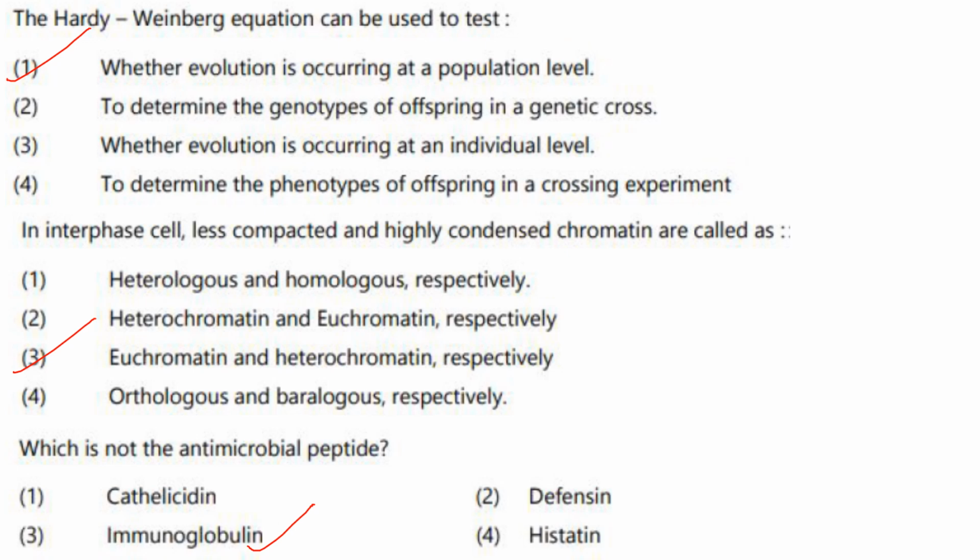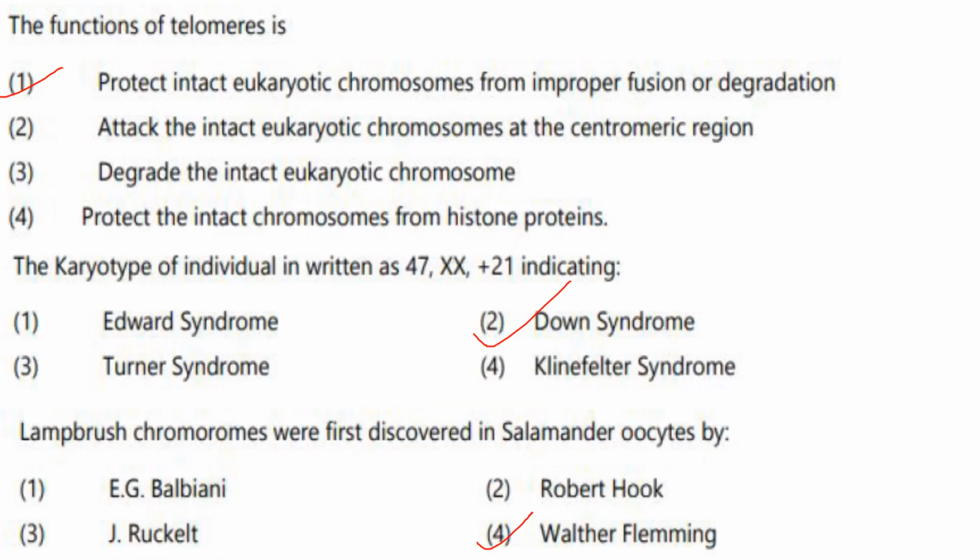Then, in interphase cells, less compacted and highly condensed chromatin are called... Okay, less compacted is called euchromatin and highly condensed chromatin is heterochromatin. So the answer here is option 3. Which is not an antimicrobial peptide? So the one that is not an antimicrobial peptide is immunoglobulin. Answer is option 3.